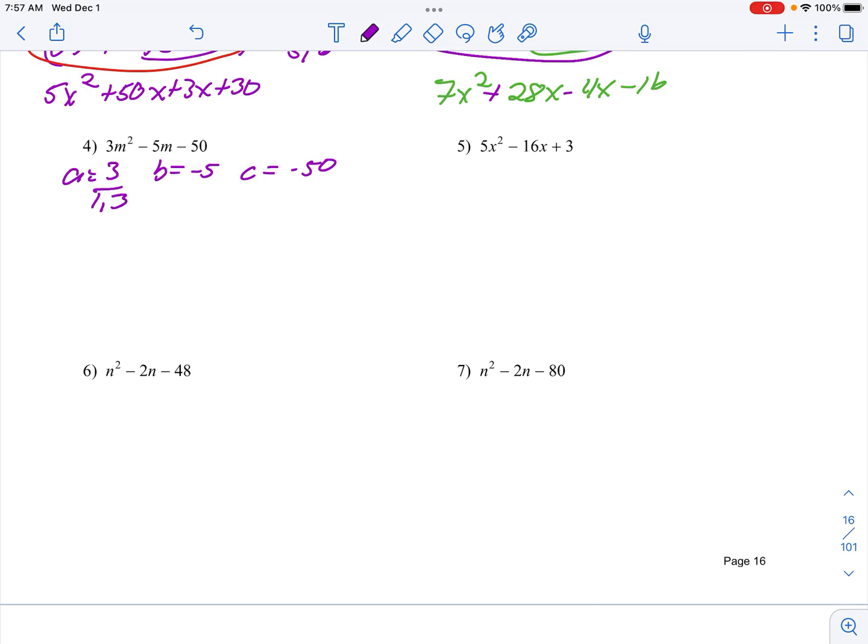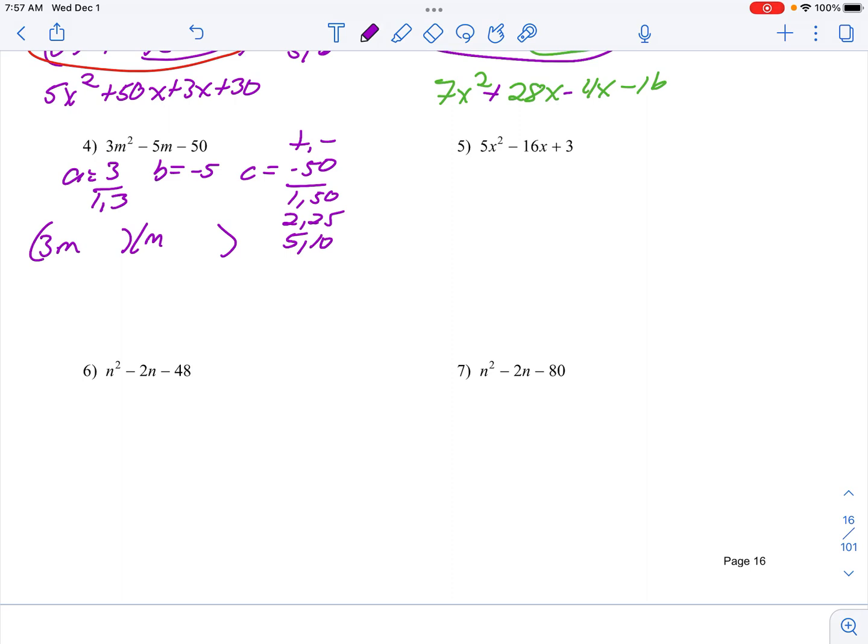List them out. 1 and 3, 1 and 50, 2 and 25, 5 and 10. 3m and 1m. And before I make my guesses, I want to check those signs. It's a negative 50. And having a negative 50, the only way that can happen is if the signs are opposite, 1 plus, 1 minus. Now where they go, that's part of my guessing game. All right, pick a pair, 2 and 25, 5 and 10, 1 and 50. Figure out which one goes where, and then check your guess.